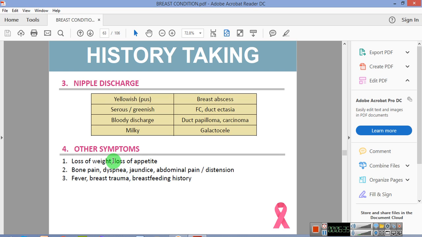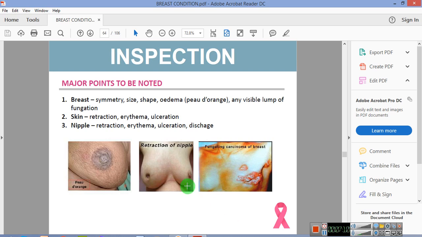Cancer cells can spread in three ways: local spread, lymphatic spread, and bloodstream spread. It can go to the bone, causing bone pain and pathological fractures, dyspnea, jaundice, abdominal pain, distension, fever, breast trauma, breastfeeding history. Likewise, you have to ask those questions regarding cancer and identification of cancer risk factors.